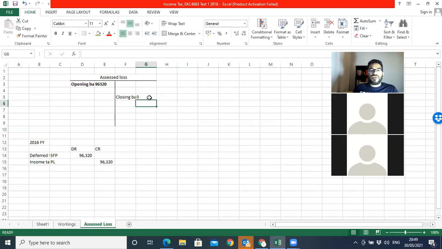Why? I am utilizing the full 900,000 Rand. So therefore, there's no longer an assessed loss. Therefore, there's no longer a future economic benefit. So therefore, my deferred tax asset as at 31 December 2017 needs to be 0.